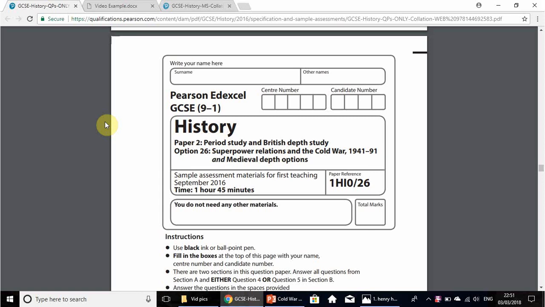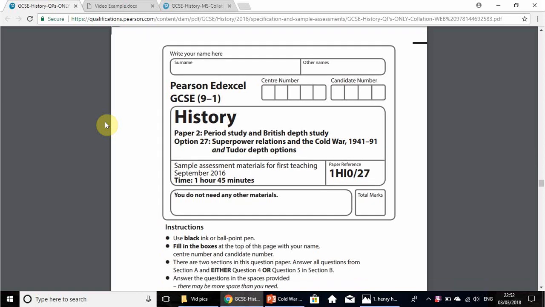The paper also includes the Tudor depth options. For us, that's Elizabeth I. We're not going to talk about that one today. We'll talk about that in a separate video. But it is in the same paper, which is paper 2, which is the second paper that you will do.